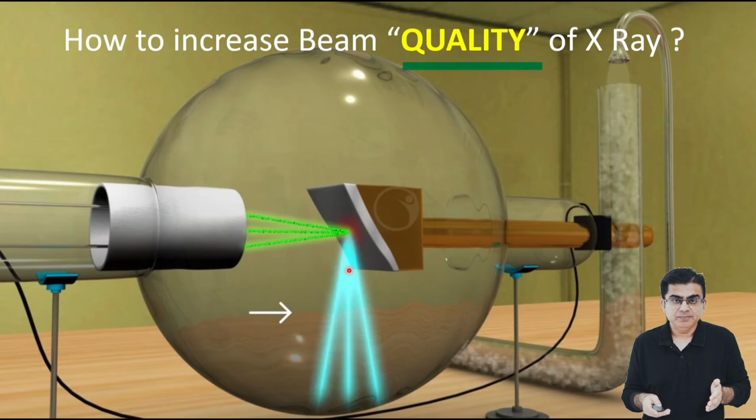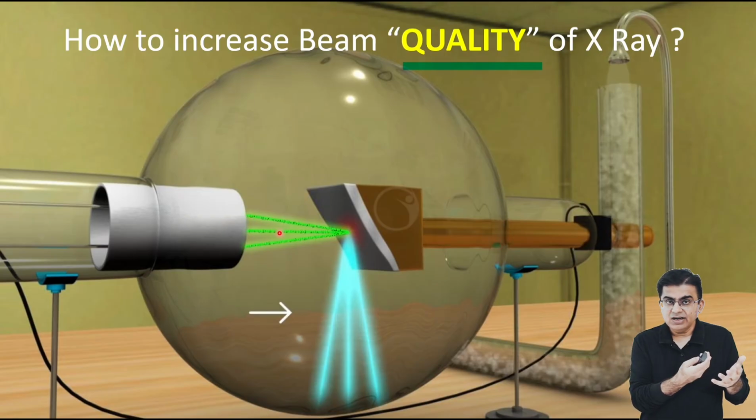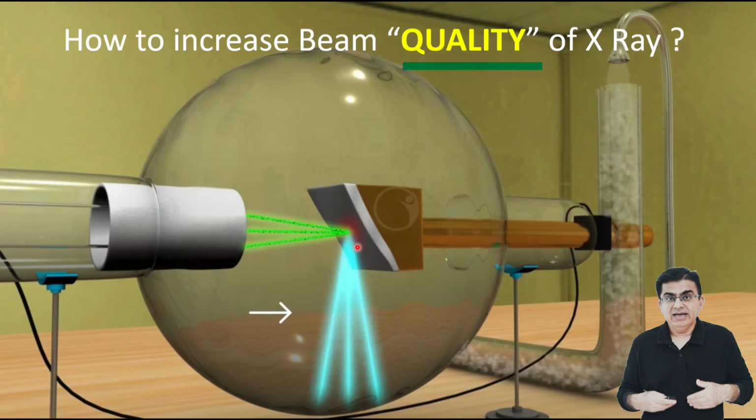How to increase this quality? To increase the quality, we must increase the high voltage across the tube. Increase the voltage. When we apply a higher kilovoltage, we create a more massive potential difference between cathode and anode. This forces the electrons to travel much faster across the tube. These faster electrons will then give birth to much stronger, highly penetrating X-rays. That means high quality X-ray.